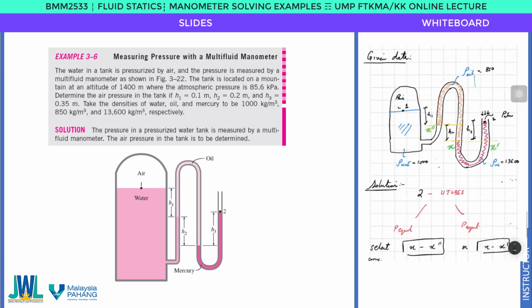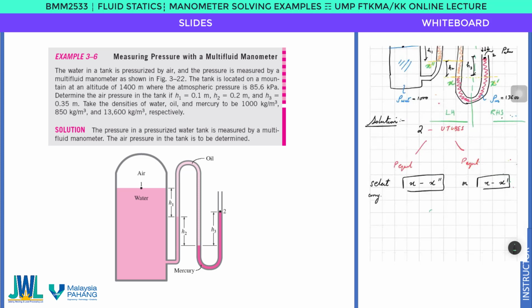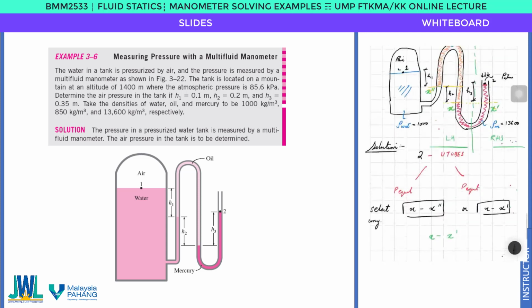So I am going to select, so this is my left hand side and this is my right hand side. So I am selecting X, X dash. Let's start with the right hand side, which is the easy part.